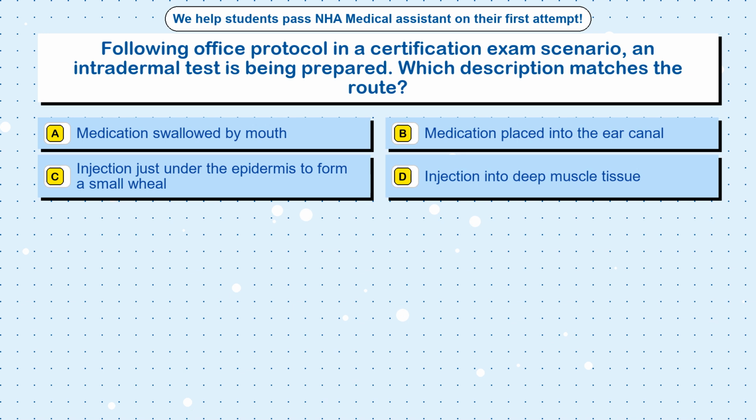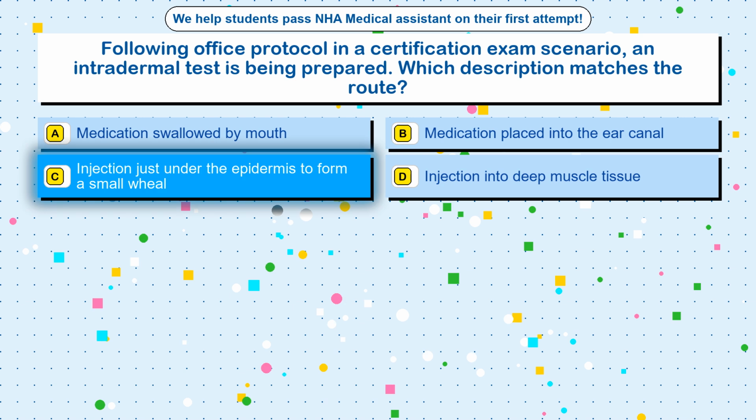Question 97. Following office protocol in a certification exam scenario, an intradermal test is being prepared. Which description matches the route? Option A, medication swallowed by mouth. Option B, medication placed into the ear canal. Option C, injection just under the epidermis to form a small wheal. Option D, injection into deep muscle tissue. The correct answer is option C, injection just under the epidermis to form a small wheal.